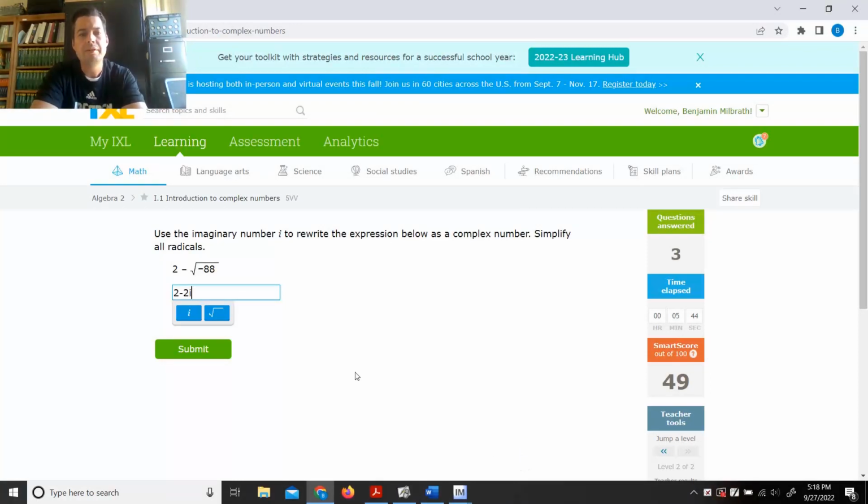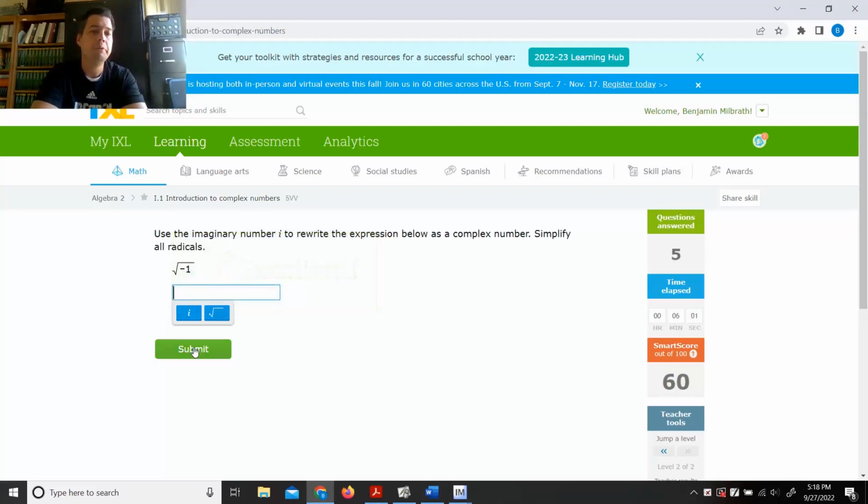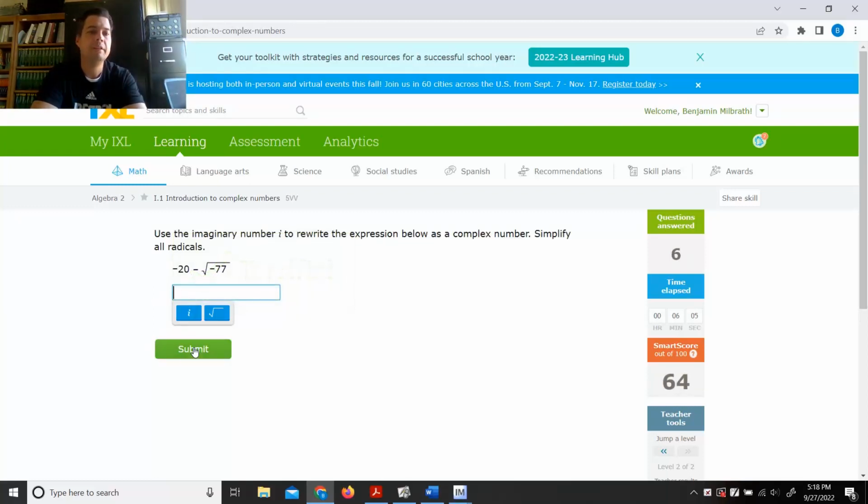I really hope that this thing pulls away from things involving the root of 4. Great job, Milbrath. There's the root of negative 64. That is 8i. It's imaginary. The root of 64 is 8. 8i. Ta-da! The root of negative 1, that's the definition. i. Terrific.